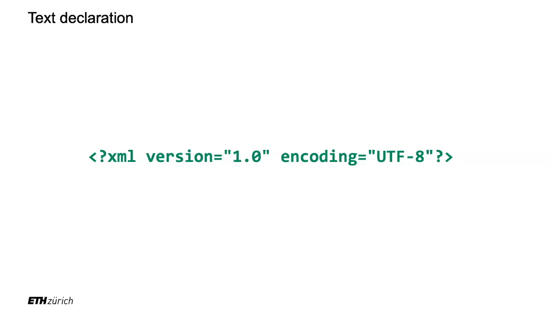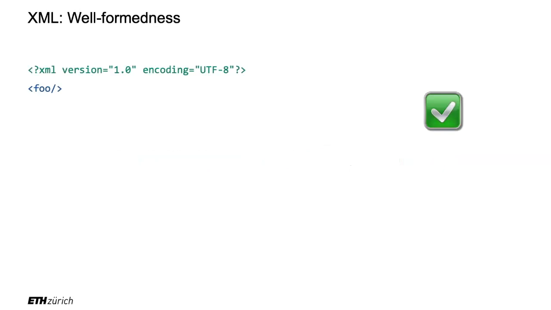There are 2 versions. There's 1.0 and 1.1. But the differences are so minor that many people don't really mind between the two. The differences really have to do with some internationalization aspects. But the 1.0 is already quite international. So you don't have to worry too much about the version. All right, so this is what you might have at the beginning of a document.